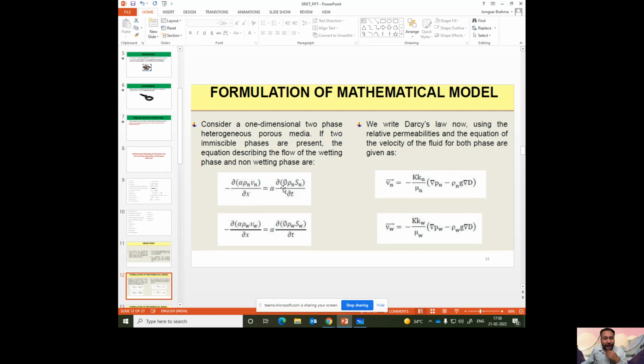So what is phi? I have defined it. What is alpha? I have defined it on the previous slide. What is rho n, s n? I have defined it on the previous slide. Del by del t is partial differentiation with respect to time.